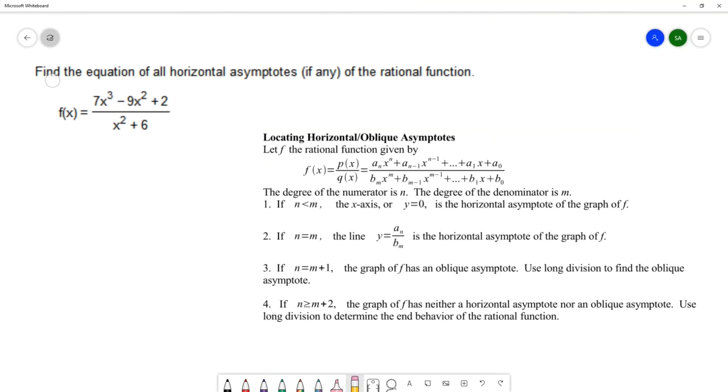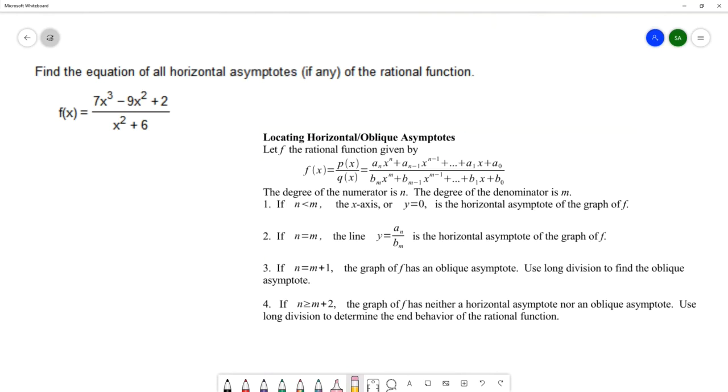On this question, we want to find the equation of all horizontal asymptotes, if any, of the rational function. And this rational function is f of x equals 7x cubed minus 9x squared plus 2 over x squared plus 6. Now, the actual calculation of horizontal asymptotes involves calculus. And since we're in an algebra class, we're not going to be doing the calculation.